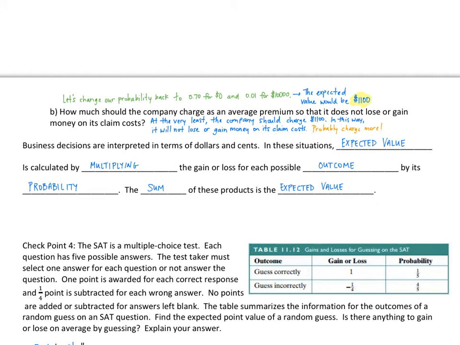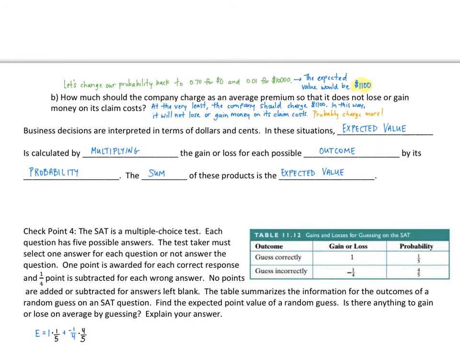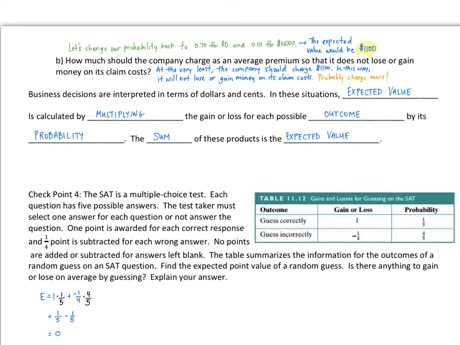Okay, so a lot of business decisions are interpreted in terms of dollars and cents. In these situations, expected value is calculated by multiplying the gain or loss for each possible outcome by its probability. The sum of these products is the expected value. So it's still the same concept, the outcome times the probability, and we add those all together. So let's take a look at a question involving the SAT.